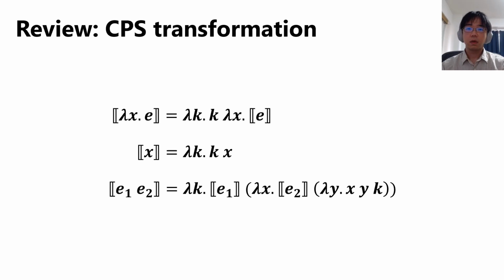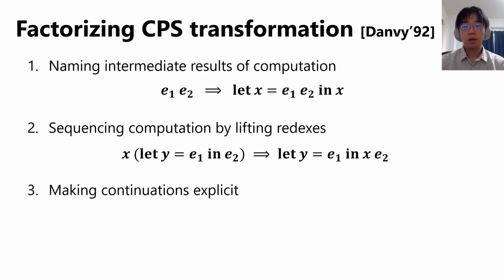To see the challenge, let me start with reviewing the CPS transformations for the lambda calculus. A well-known definition of the CPS transformation provides a transformation rule for every term constructor as presented here. But for making the challenge easier to understand, I'm considering the factorized version of the CPS transformation. The factorized version consists of three stages. The first stage is to name intermediate computation results, and the second stage is to sequence computation by lifting redexes to the top of a program according to the evaluation order. Finally, the third stage makes continuations explicit.